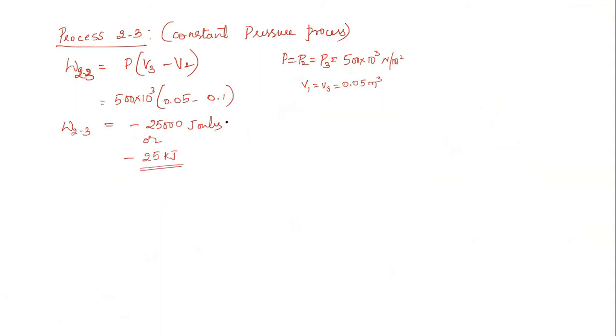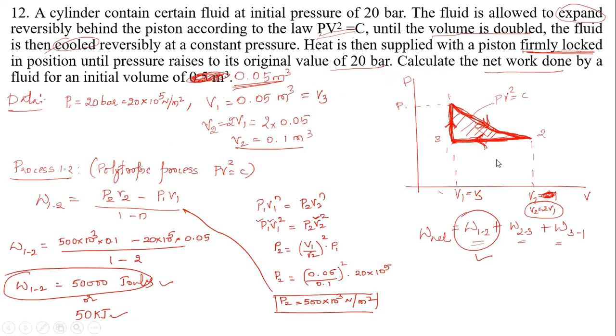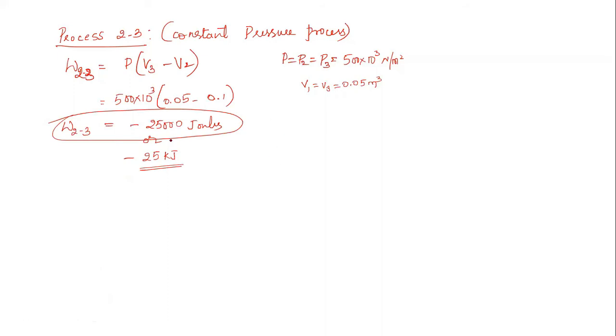You can verify your answer. W2 to 3 you got as negative, because look at the PV diagram. 1 to 2 is work done by the system. 2 to 3 is work done on the system, because it is compression. This is expansion, this is compression. As it is expansion, you got a positive work here, and as it is a compression, negative. The negative sign indicates it is a compression process.